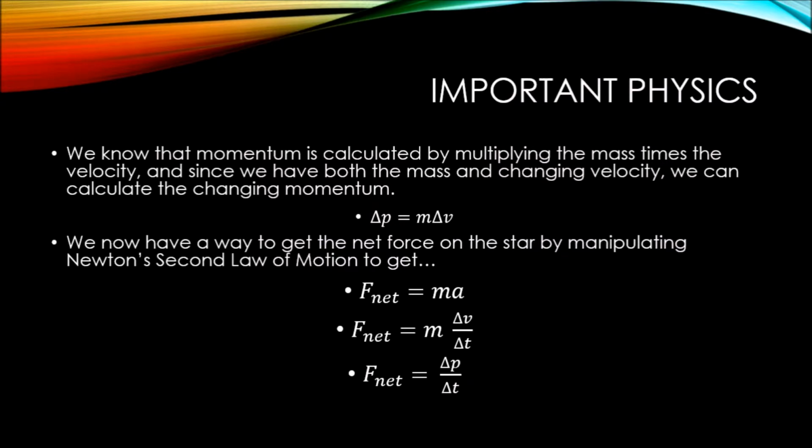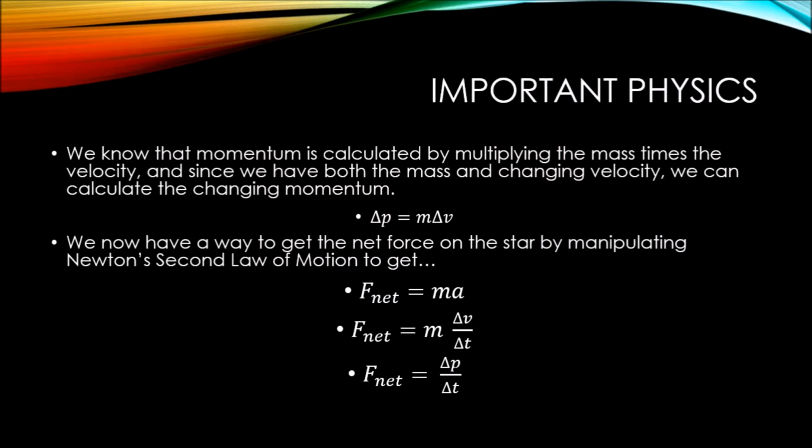Momentum is calculated by multiplying the velocity by the mass of the star. Since we now have the velocity at any point in the orbit, we can calculate the delta v, then allowing us to calculate the delta p with delta p equals mass times delta v. Since we now have the change in momentum, we have a new way to calculate the net force acting on the star by the black hole.